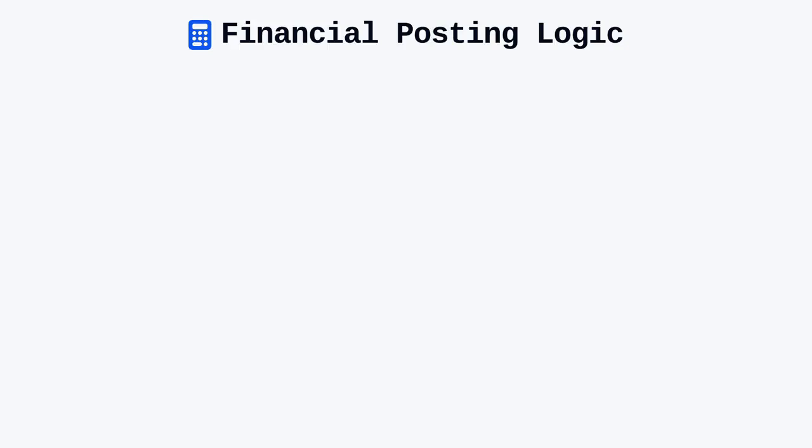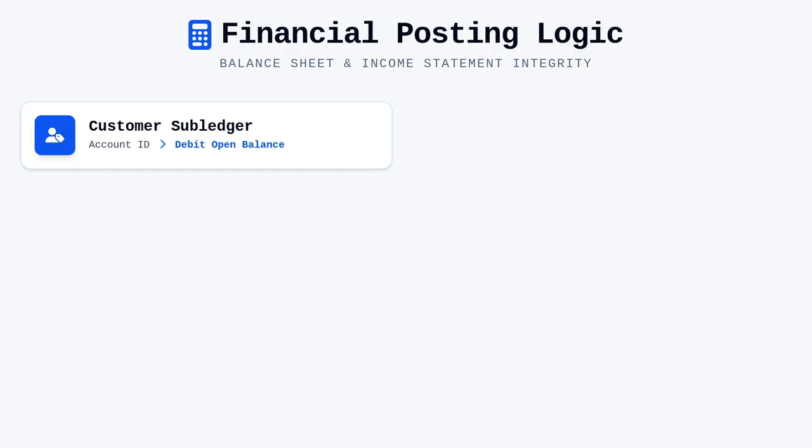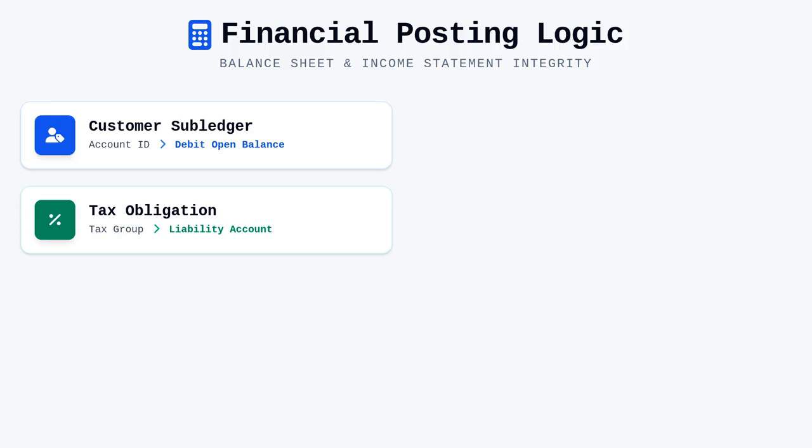The financial posting logic underpinning these documents is designed to maintain the integrity of your balance sheet and income statements simultaneously. When any customer invoice is posted, the system performs a multi-layered update that shifts balances in the customer subledger while reflecting those changes in the general ledger. The system identifies the specific customer record via the account ID, creating a debit entry in the customer's open balance account. Simultaneously, it looks at the tax group assigned to the customer and the item or ledger account, calculating the output sales tax obligation and recording it to the appropriate liability account in the ledger.